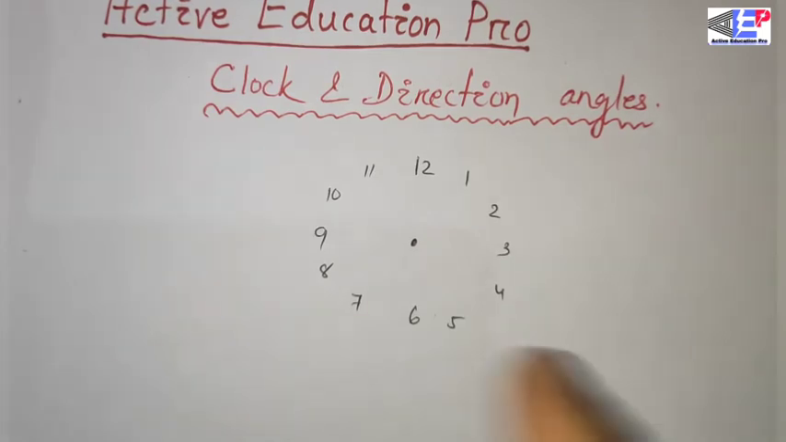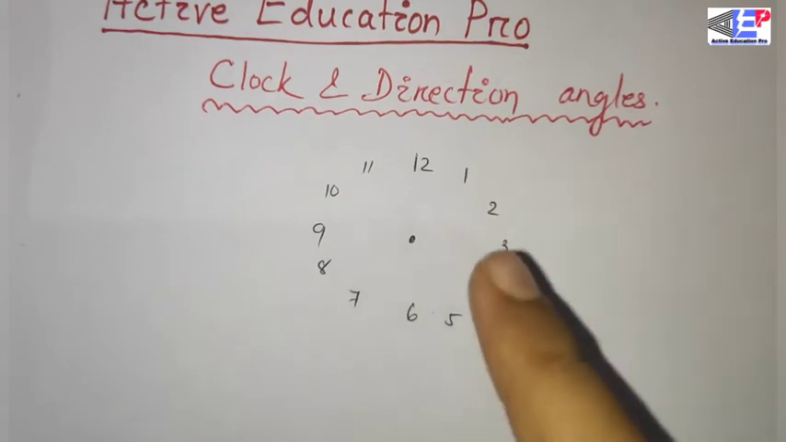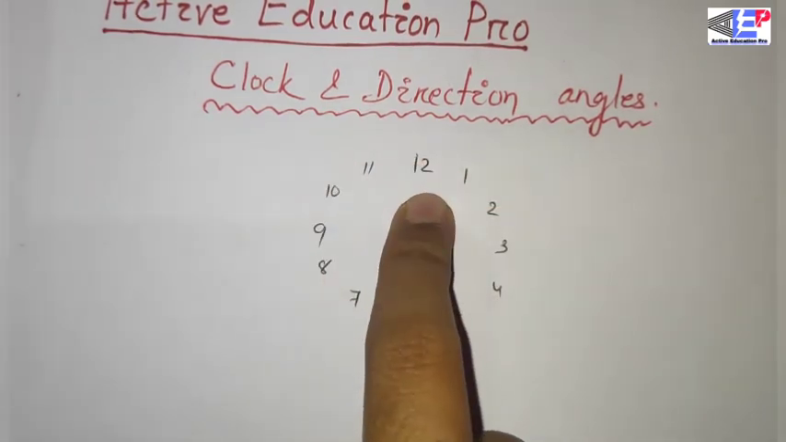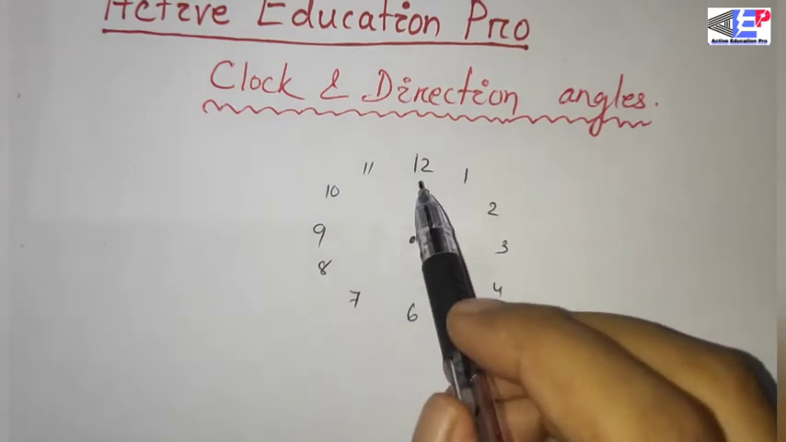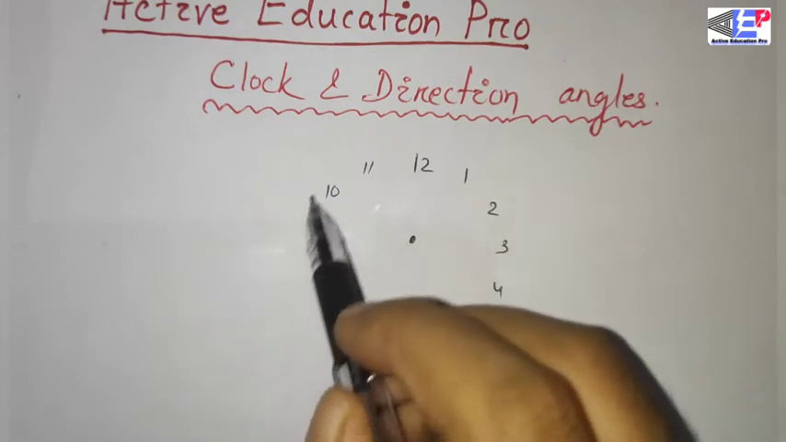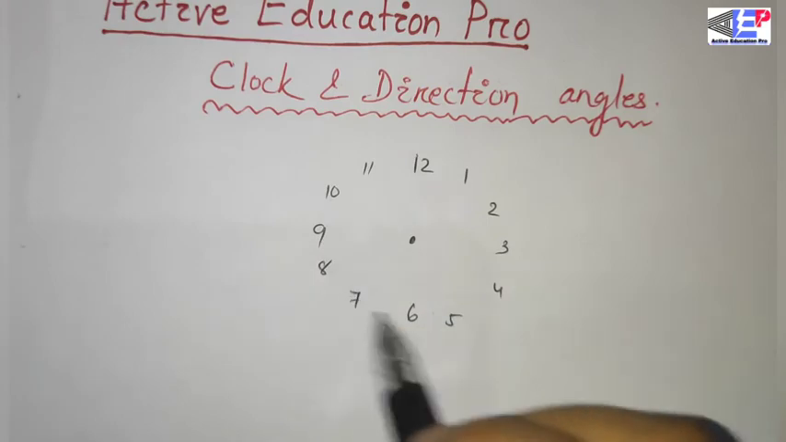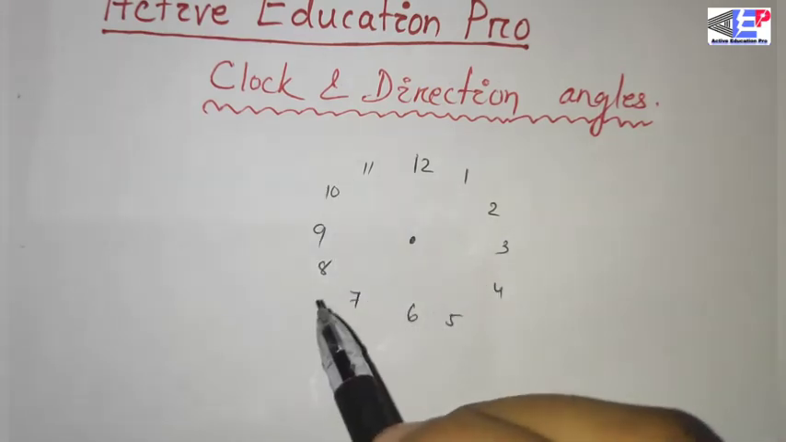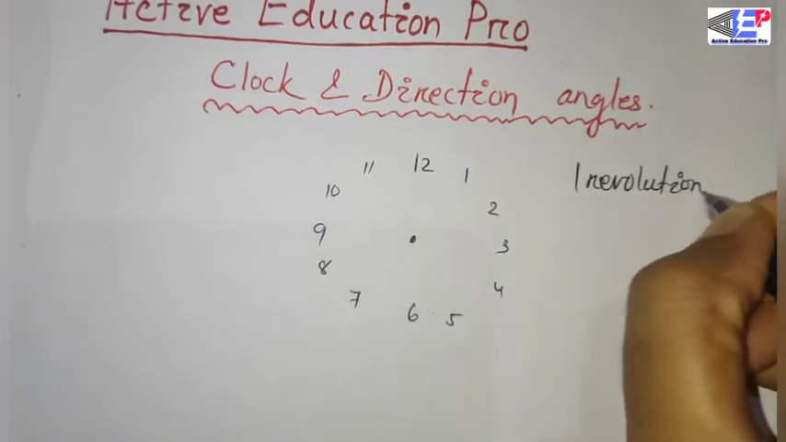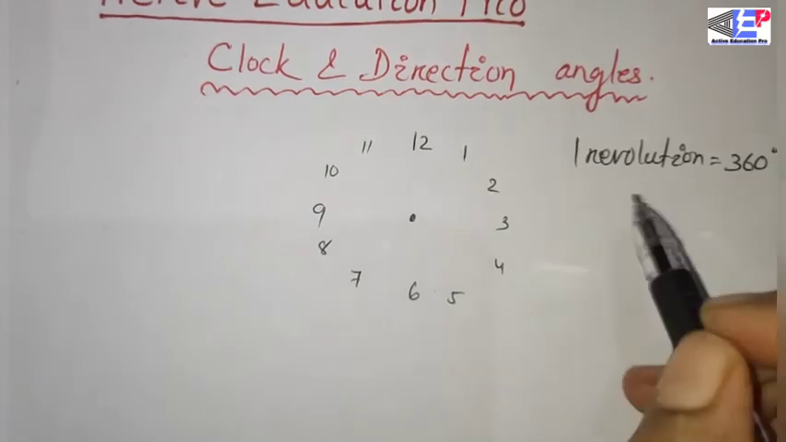So one revolution is a circle. First know, one revolution is a circle. If you start from 12 and complete one revolution, then you come back to this 12 position. This is 12 o'clock. So one revolution means one circle, and this is 360 degrees. One revolution means 360 degrees, a complete circle.